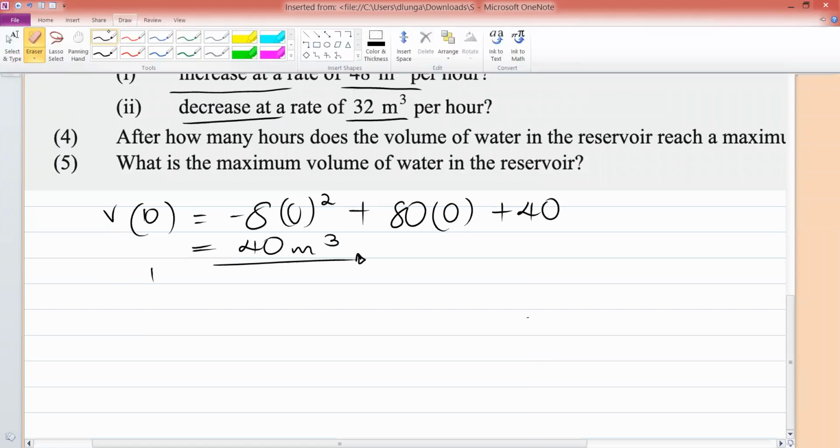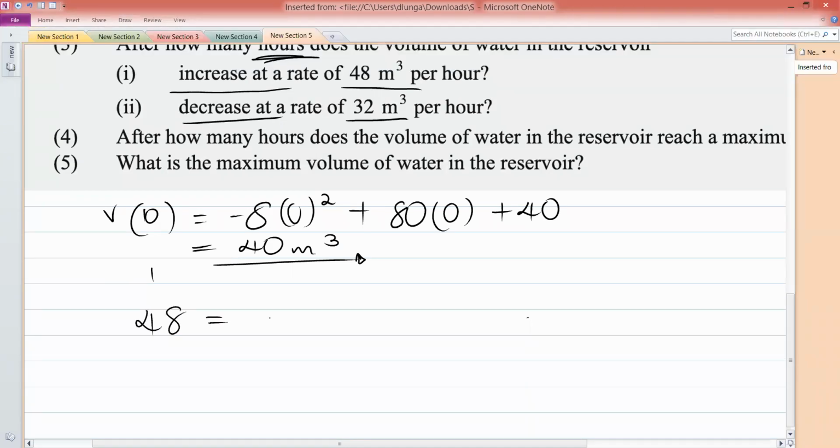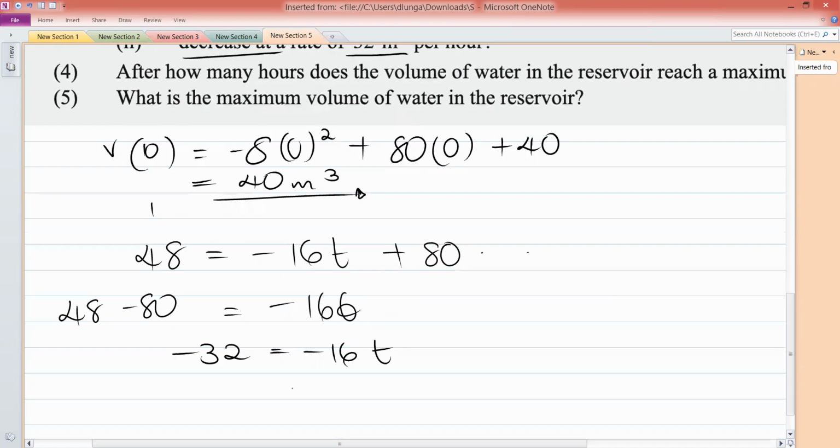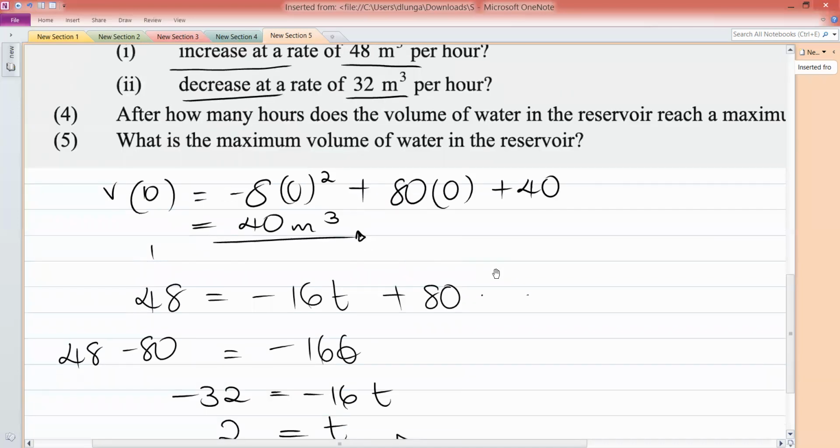So you have to show that this is 48 equals -16t plus 80. Okay, and then you solve for t. So -16t, 48 minus 80. We're left with -32 is equal to -16t. So t is equal to 2. Right.